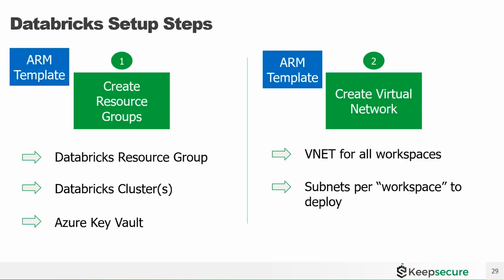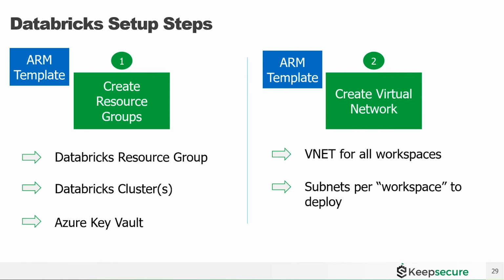So just quickly recapping, let's talk about the Databricks setup steps. Step one, you're going to create a bunch of resource groups that you're going to want to deploy your Databricks resources to. You're probably going to want to create some key vaults and other things like that, and you're going to use ARM templates to do those activities. Next, you're going to want to probably create a virtual network, and this is so that we can support the VNet injection features of Azure Databricks. Again, there's going to be an ARM template for that.